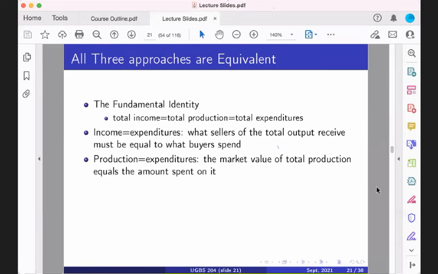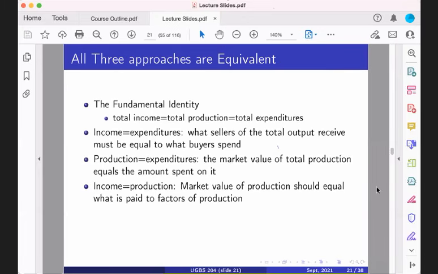An easier way of understanding it is using the circular flow of income, how businesses and firms operate. Income is equal to expenditure because what sellers of the total output receive must be equal to what the buyers spend. The product and expenditure approach must be the same because the market value of total production equals the total amount spent on it. And income should also be equal to production because the market value of production should equal what is paid to the factors of production.